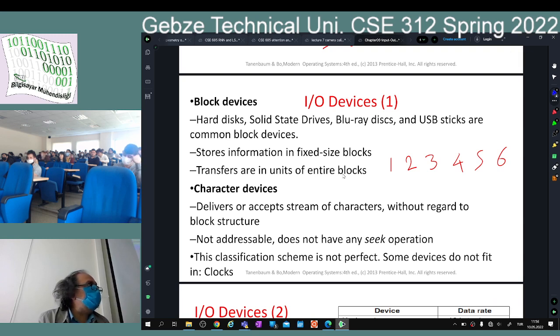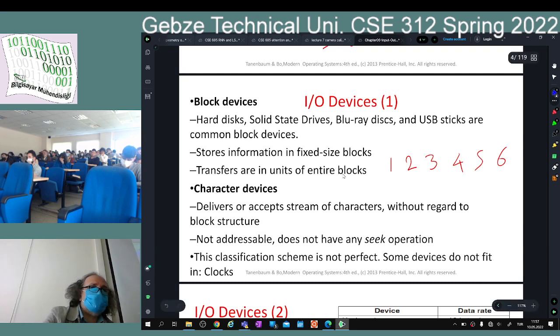Okay, transfers are in units of entire blocks. Remember our graph about block size versus the disk utilization versus the data transmission rate. That was about the critical decision of the block size: which block size performs better in terms of disk utilization or the disk transmission rate, and so on. So that's the block size I'm talking about.